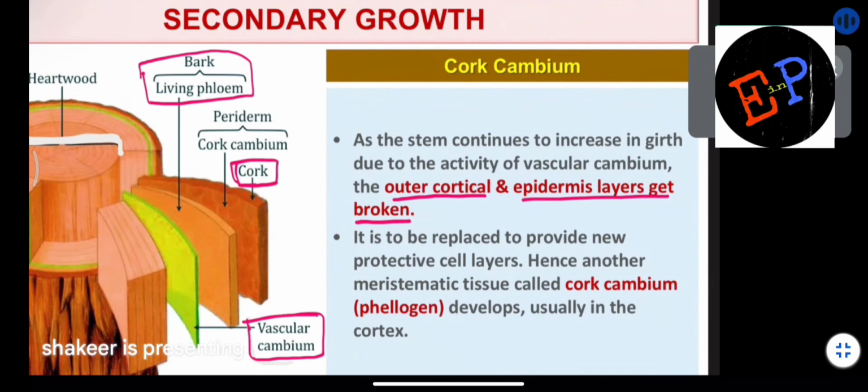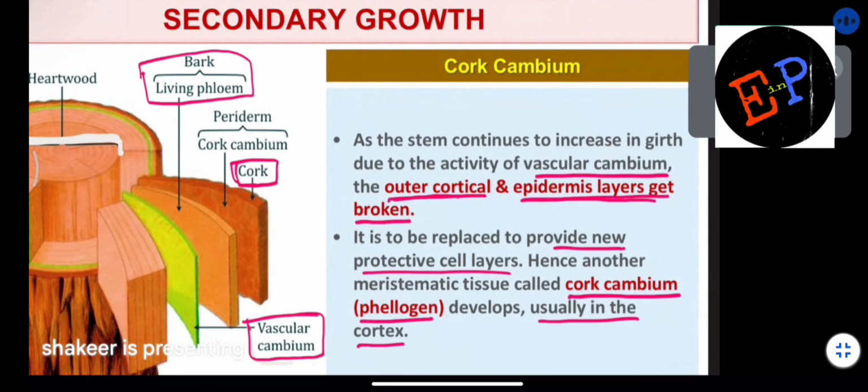So because of the activity of vascular cambium, outer cortical and epidermal layers get broken. They will break down. So it is to be replaced to provide new protective cell layers. So new layers should be developed, no? Hence another meristematic tissue called cork cambium develops, usually in the cortex. Are you able to understand ma? So therefore another cambium. Cambium means what ma? Layer of cells, that's all. Cambium means, you should not be confused. Cambium means a layer of cells. So another layer called cork cambium develops in the cortex.